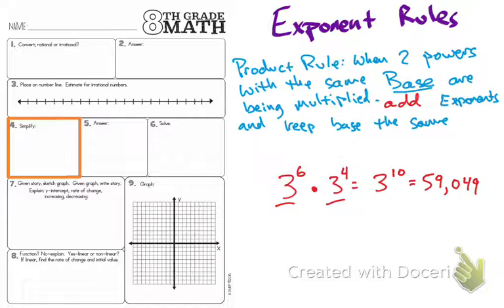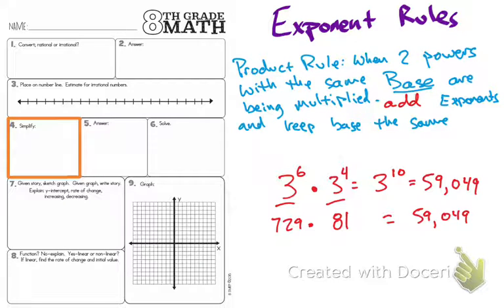59,049. Now, if we're wondering why that number is so big, we could think for a moment about the individual pieces of the first problem. 3 to the 6th power, we know, was 729. And we would be multiplying that by 81, or 3 to the 4th power. In this case, giving us the same answer of 59,049.